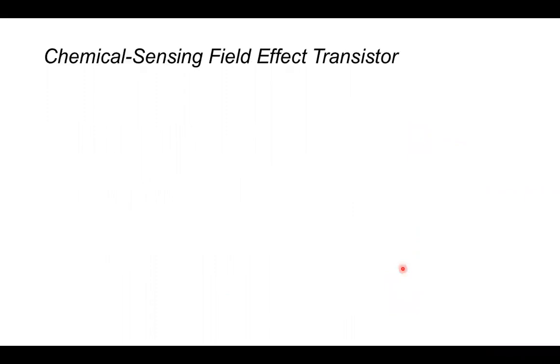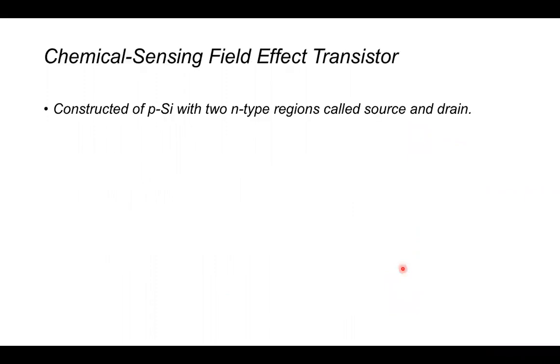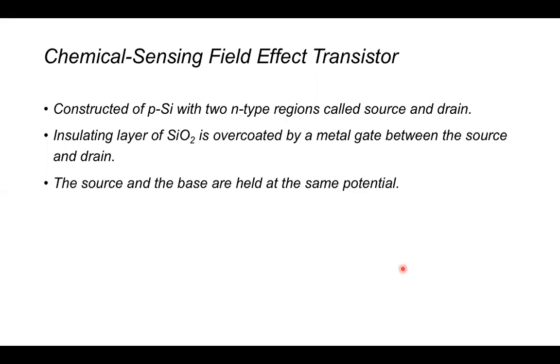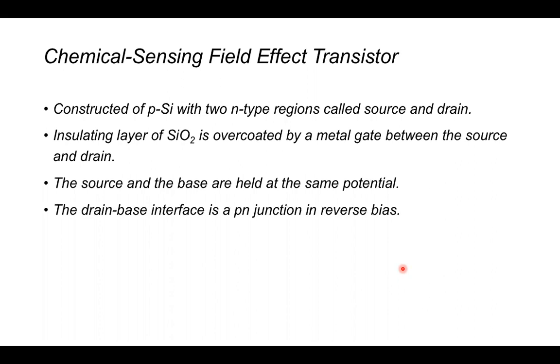Chemical sensing field effect transistors. So these are constructed of a p silicon with two n-type regions called source and drain. An insulating layer of silicon dioxide is overcoated by a metal gate between the source and the drain. So the silicon dioxide has a little bit of metal, which is of course conducting. The source and the base are held at the same potential. So the same potential is passed through them. And the drain base interface is a p-n junction in reverse bias.